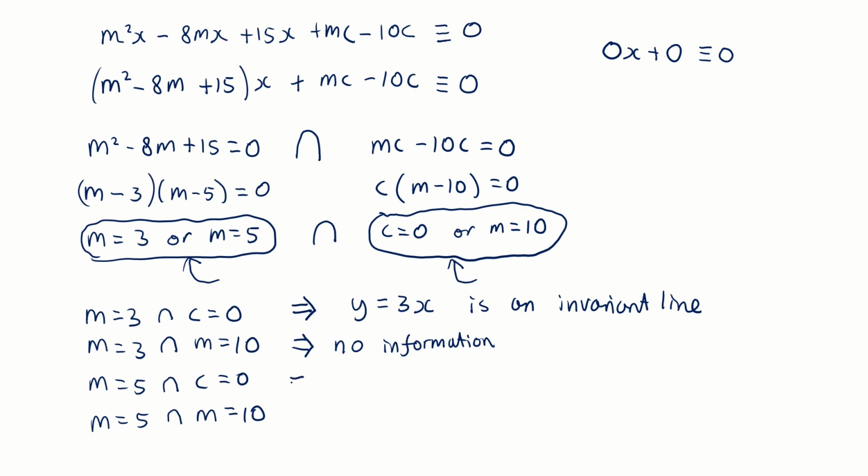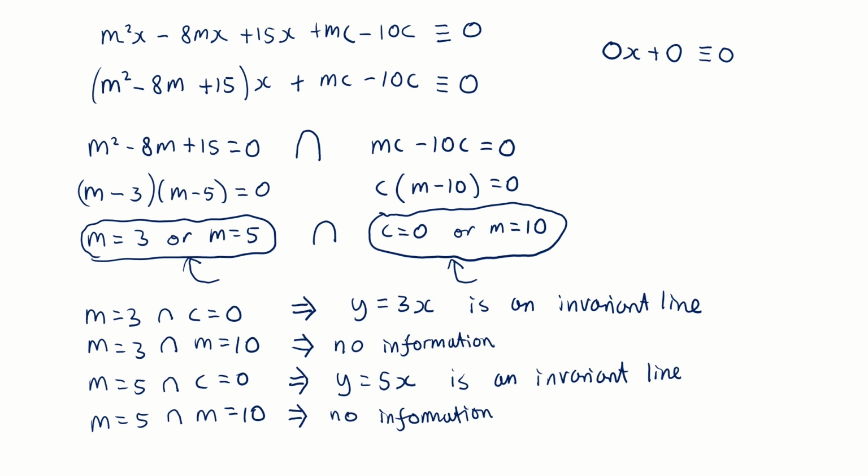The third combination, we're back to a more regular solution. If m is equal to 5 and c is equal to 0, we're left with the equation y equals 5x in the format y equals mx plus c, and that's therefore a second invariant line. And then for the fourth combination, again, we've got that weird contradiction. m can't equal 5 and 10 at the same time, so that's also no information.